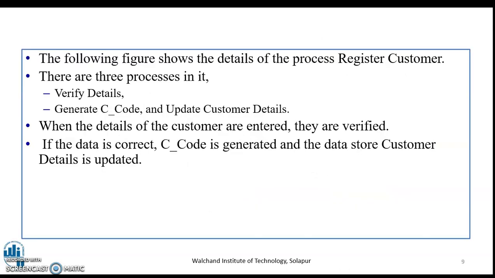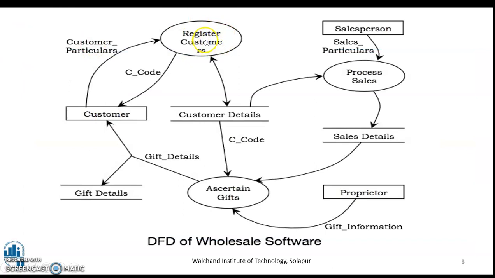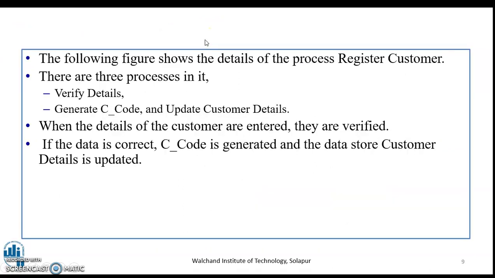We now go to the next step, that is, the following figure shows in detail the process of register customer. There are three processes in it. Now we simply consider this particular process and break it down. This further has verify details, generate C code, update customer details. So when the details of the customer are entered, they are verified. If the data is correct, the C code is generated and the data store customer details is updated.